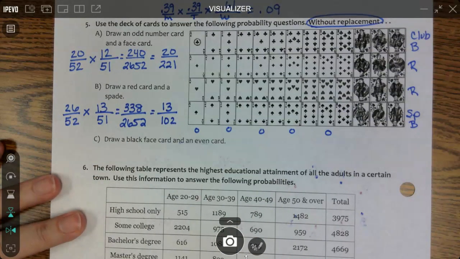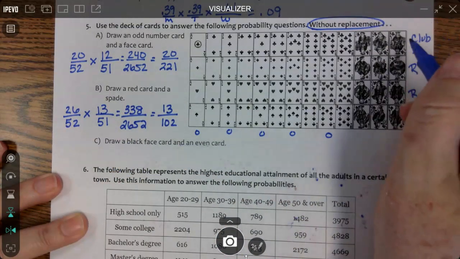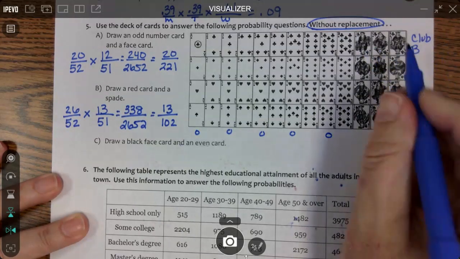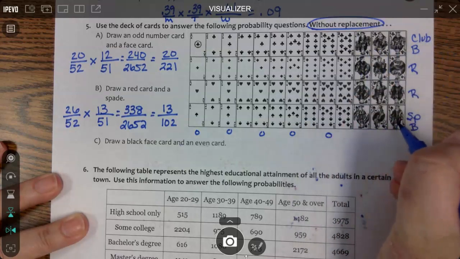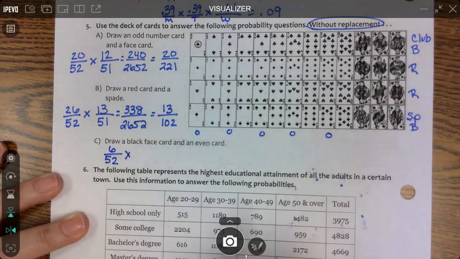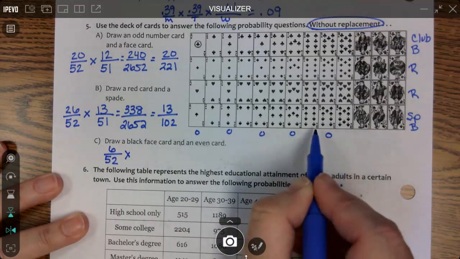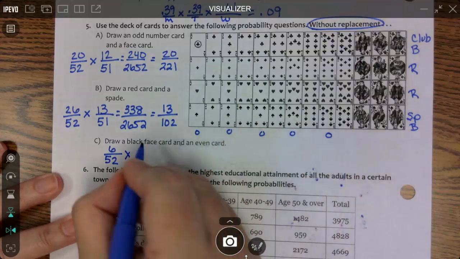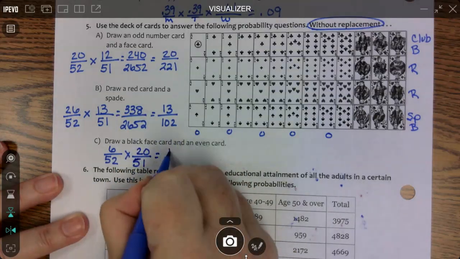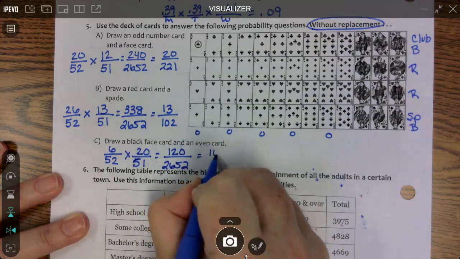Okay, last but not least, you draw a black face card. Okay, black face cards. Black face cards are going to be the clubs and the spades. So we got 3 and another 3. And that's going to be 6 over 52. And evens. So my evens are going to be the other one. So 2, 4, 6, 8, 10. 1, 2, 3, 4, 5 times 4 is 20 over 51. And we get 120 over 2652, and that's going to reduce to 10 over 221.